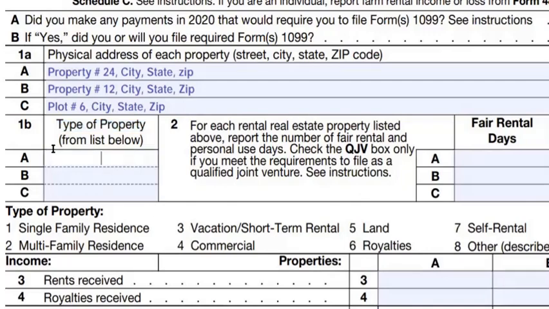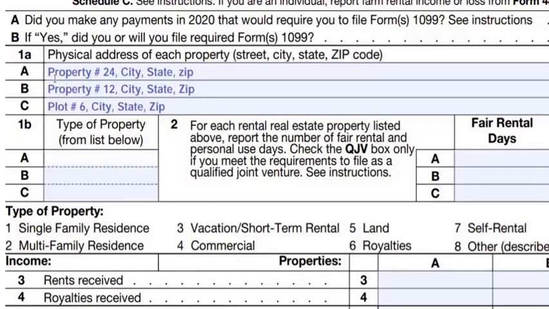Any idea? So there are different property types written here. What are they? Number one, single family residence. Number two, multi-family residence. Then vacation or short-term rental, commercial, land, royalties, self-rental, and other. If other, then describe here. Okay, so let's stick to the numbers up to number 7. These properties need the type of property to be written.